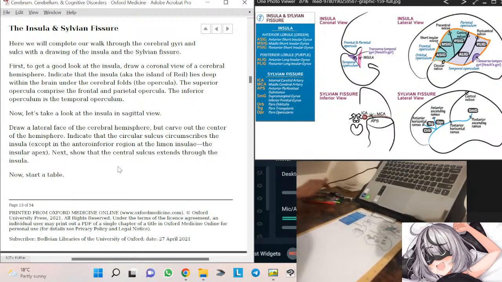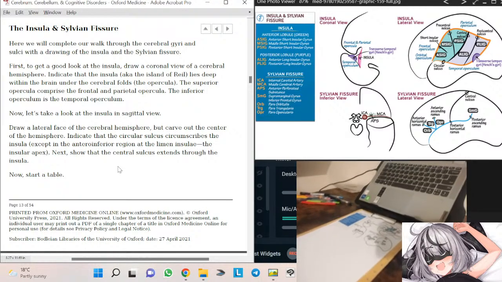Okay, so we are at the Insula and Sylvian Fissure. Here we will complete our walk through the Cerebral Gyri and Sulci with a drawing of the Insula and the Sylvian Fissure. First, to get a good look at the Insula, draw a coronal view of a cerebral hemisphere. Indicate that the Insula, also known as the island of Reil, lies deep within the brain under the cerebral folds, the opercula. The superior opercula comprise the frontal and parietal opercula. The inferior operculum is the temporal operculum.